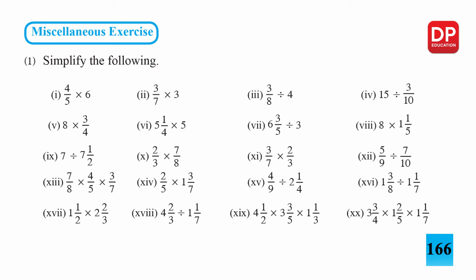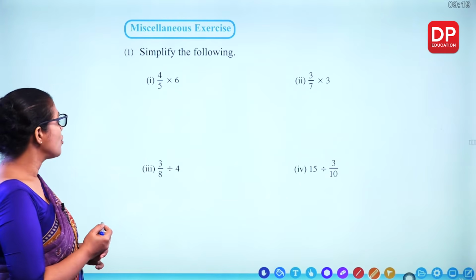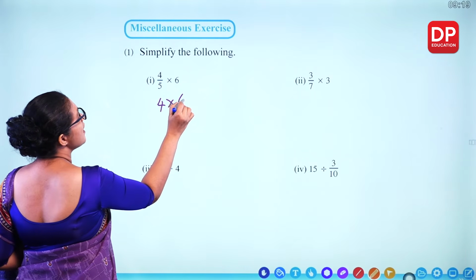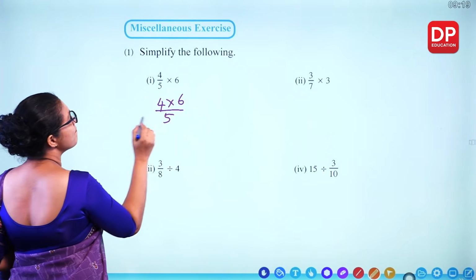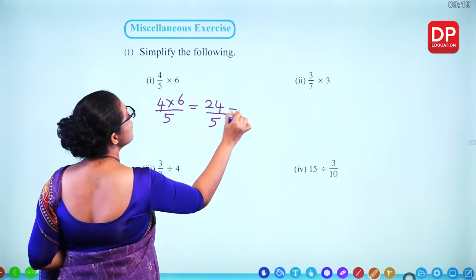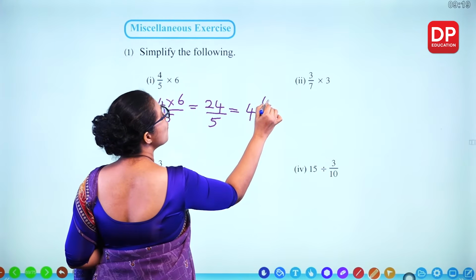Miscellaneous exercise. Simplify the following. Multiplication is there, division all together. So multiplication, what you do? You multiply the numerators separately, and the denominator is 5. So 24 divided by 5. Convert to a mixed number: 4, 20, and 4 fifths.